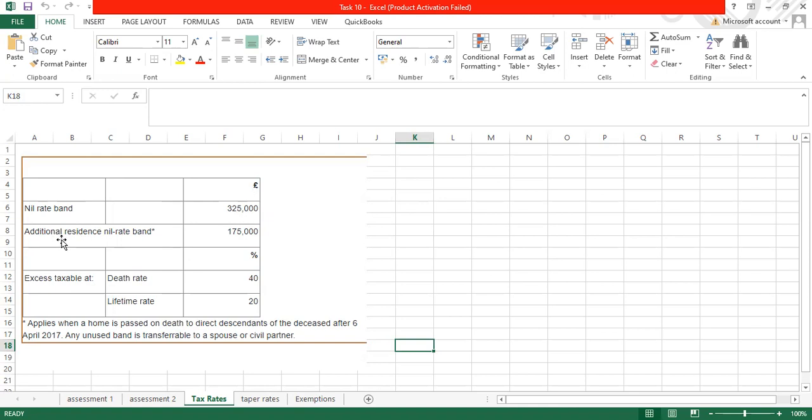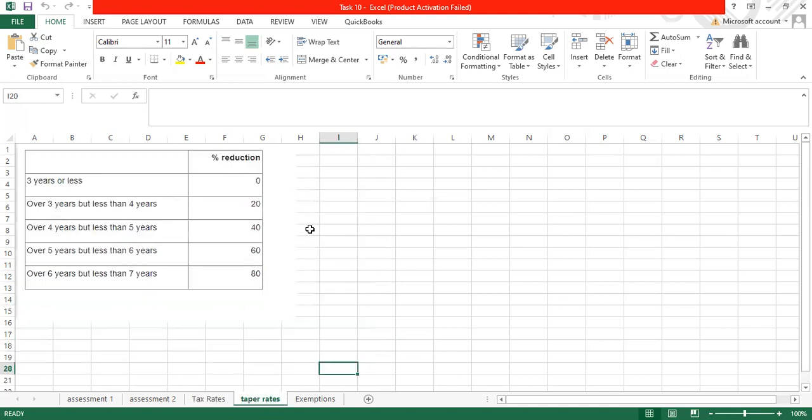The next one is additional resident nil rate band. That is 175,000. That is on top of that one, but this will kick in only when a home is passed on death to direct descendants of the deceased. Any unused band is transferable to a spouse or civil partner. In this case, direct descendant means children. Then this additional is available as well. So inheritance tax rate is 40%, and if you do any lifetime transfer, it is 20%.